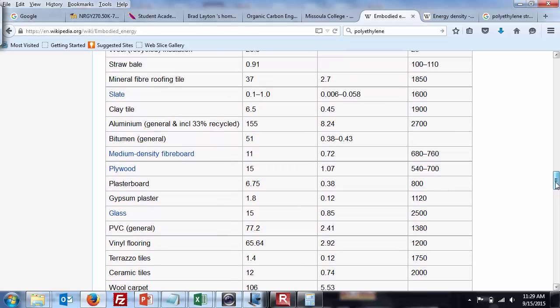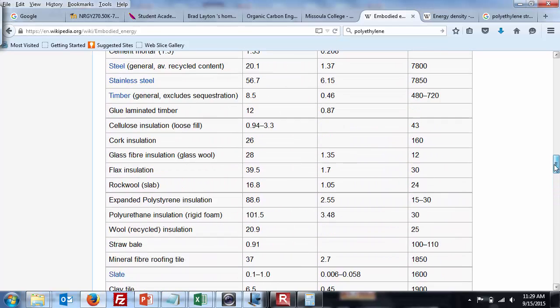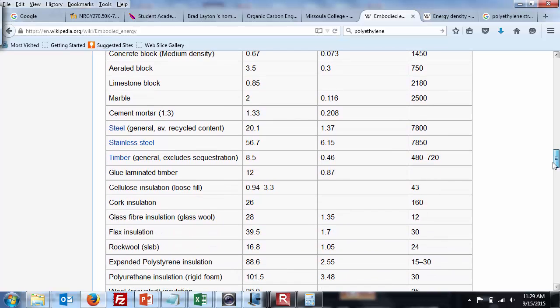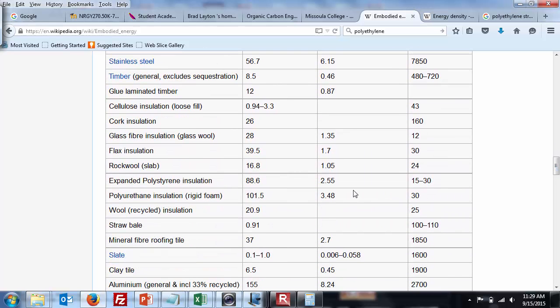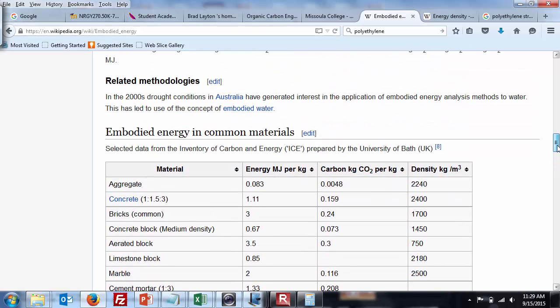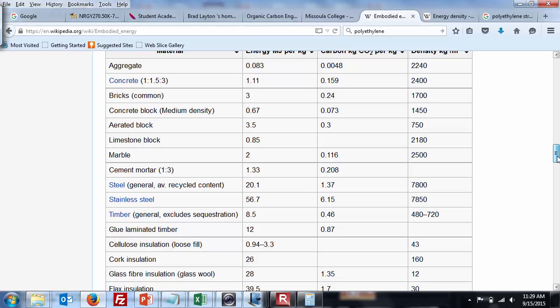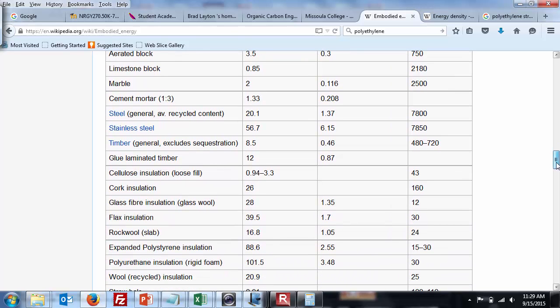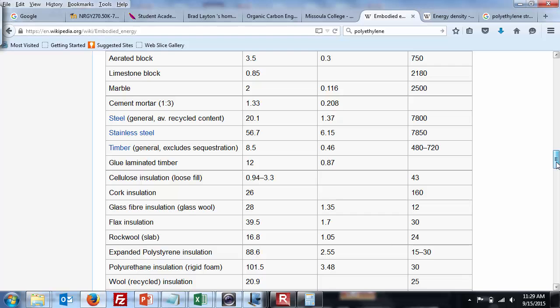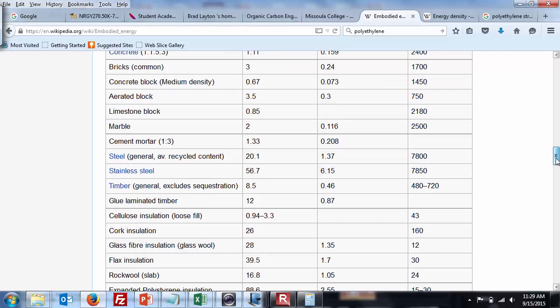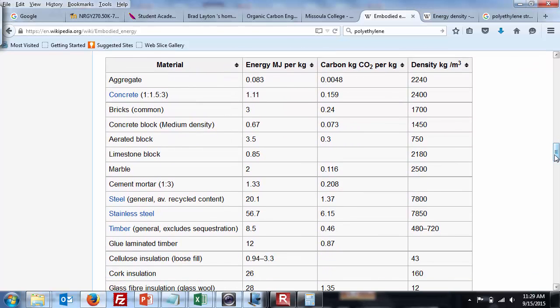Gypsum, plywood, bitumen, slate, wool, glass, cork, cellulose, timber, marble, concrete. Here's polyurethane, and let's just see what those numbers are for polyurethane. Megajoules per kilogram to make polyurethane: 101 and 88. So let's just call it 100 megajoules per kilogram.